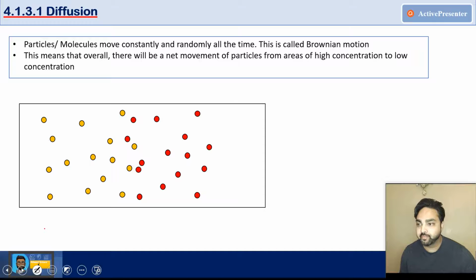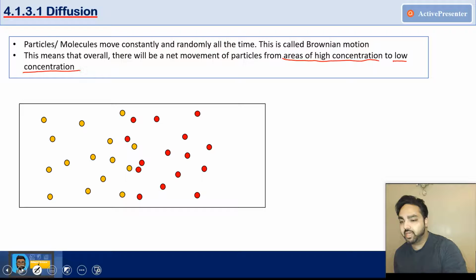What you'd actually end up with is red and yellow particles mixed pretty well in whatever container you've got. That means that overall there will be a net movement of particles from areas of high concentration to areas of low concentration.